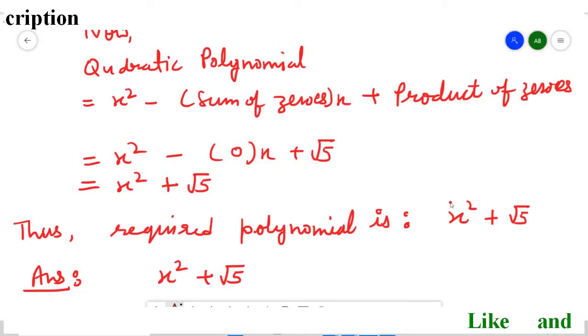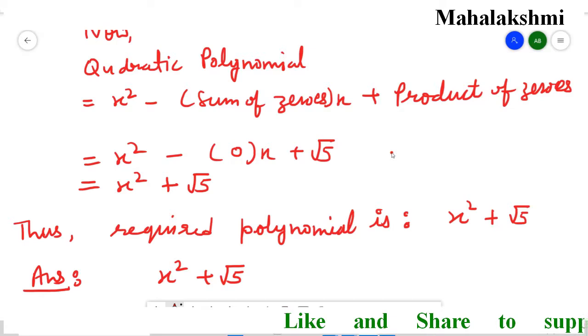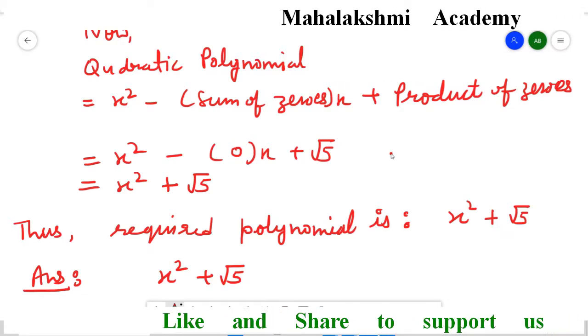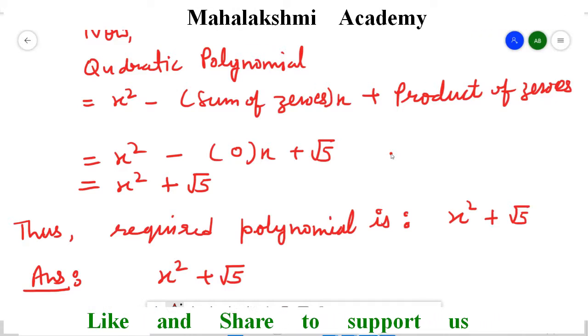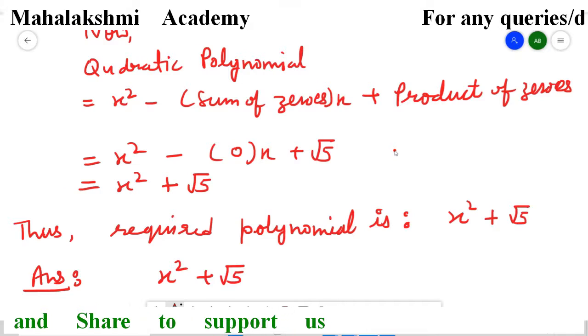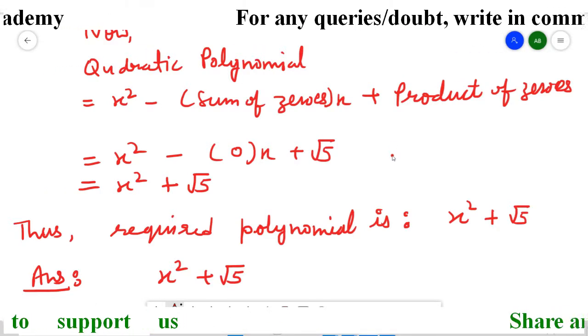This question was very easy. You can easily understand it. For this question, you need to learn the formula of the quadratic polynomial, that is x square minus sum of zeros multiplied by x plus product of zeros. And you must have the knowledge of taking LCM, and after taking LCM only the numerator we have to select, and that's our answer.